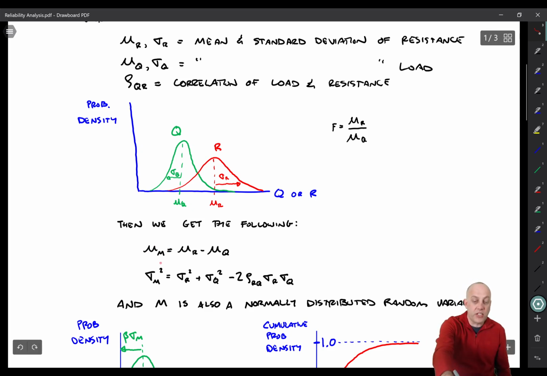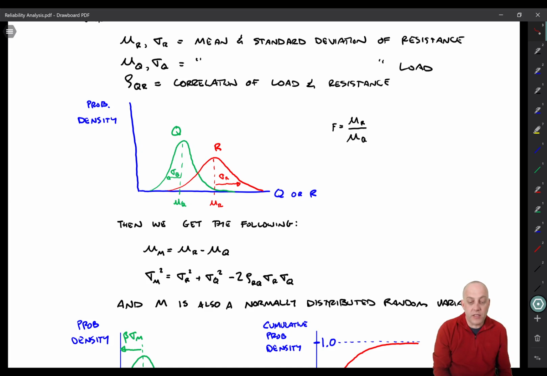Then the standard deviation, or more correctly, the variance, the square of the standard deviation of the margin of safety, is equal to the sum of the variances of the resistance and the load. And then we have to subtract this correlation term, minus 2 rho RQ sigma R sigma Q. So there's a covariance term going on there.